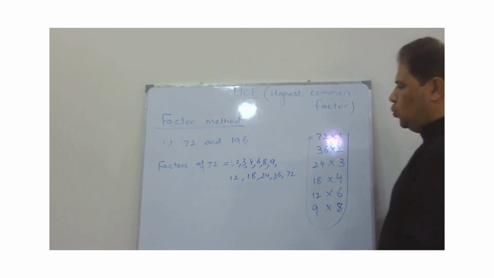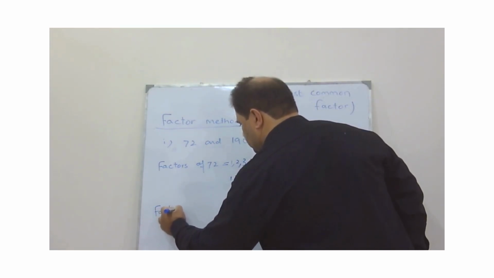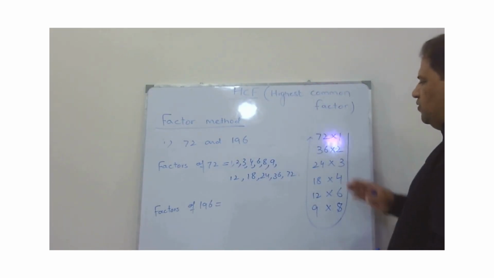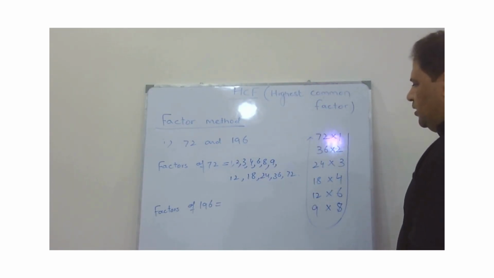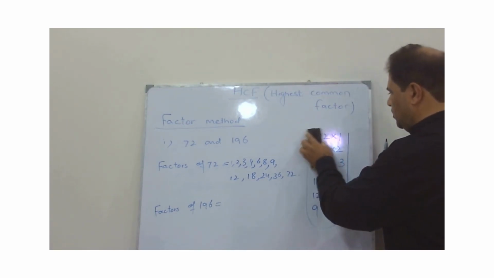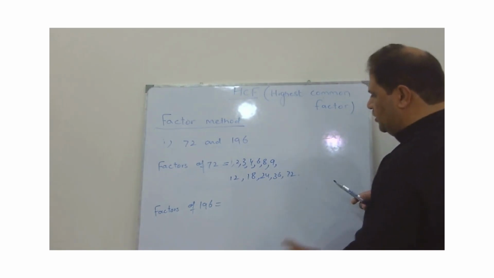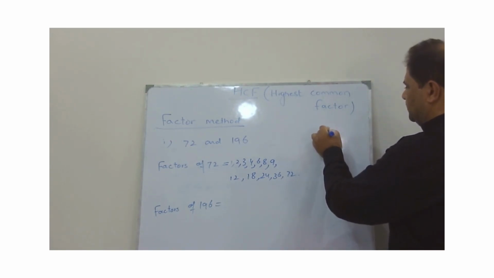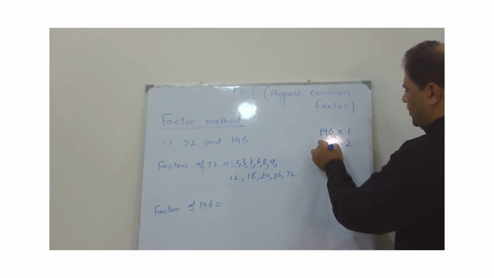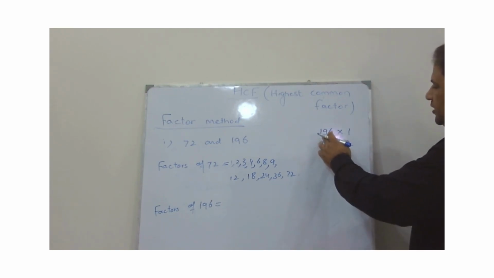Now come to 196. Factors of 196. We will follow the same method to find the factors of 196. Okay, let us remove this one. You must have noticed how we have done it. We will follow the same method for 196 as well. 196: 1, 2 multiply 98, and 3, we cannot divide it with 3. Let's try with 4.